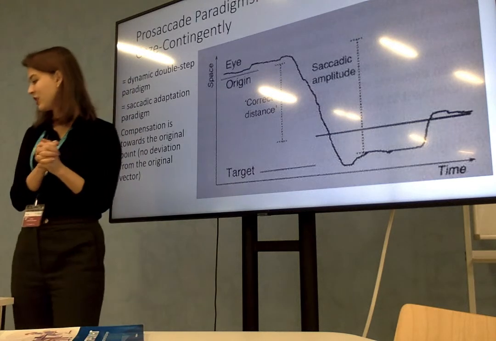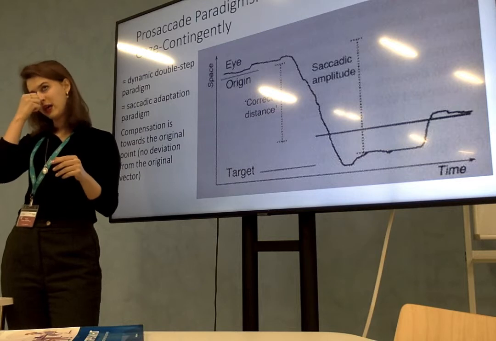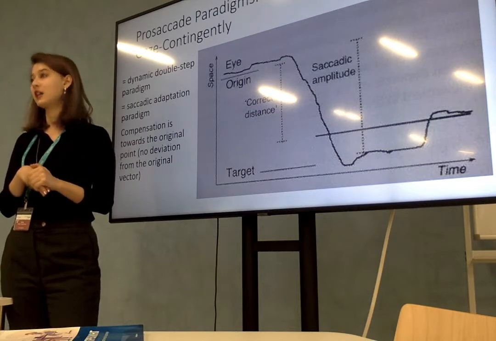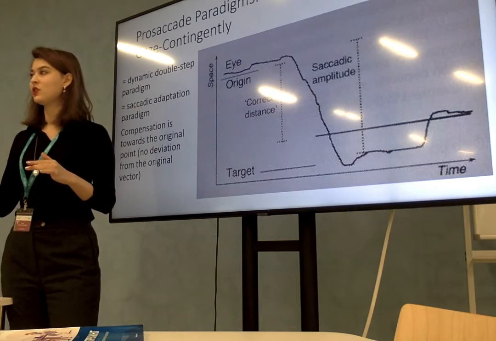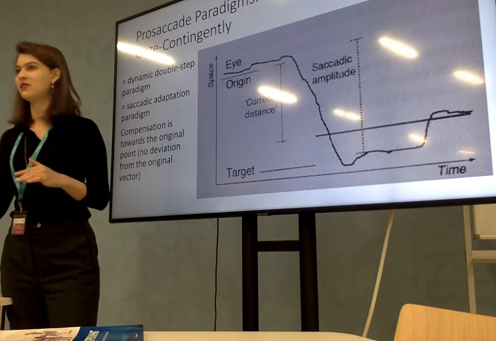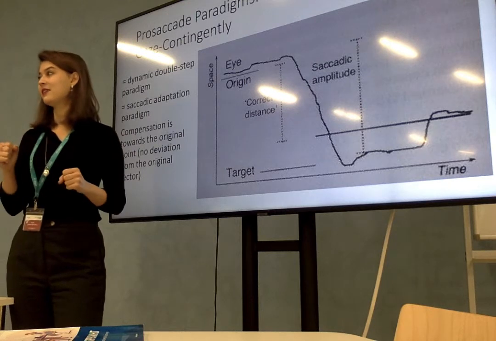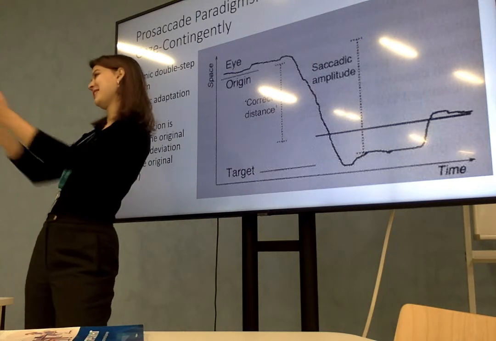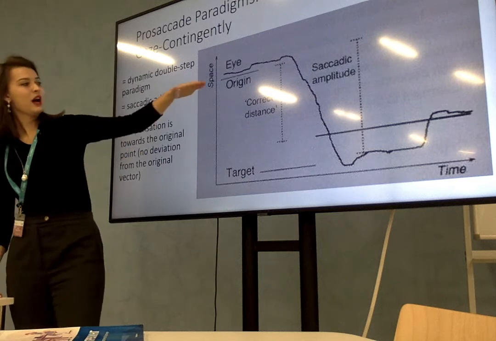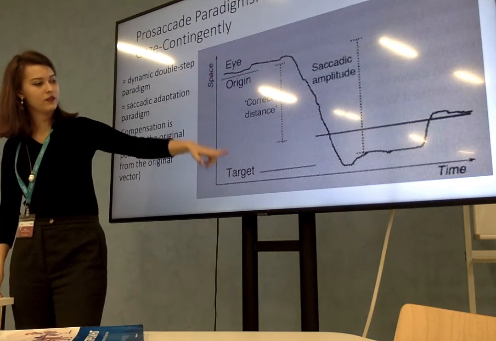Well, we have a compensation towards the original point, and we have no deviation from the original vector. So we're introducing a new term, which is a vector. What is it in Russian? Vector? Vector. Yes, thank you. So in here we have the origin of the eye, then we have a new target.